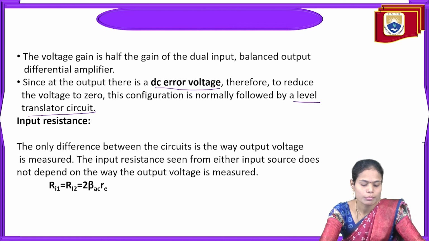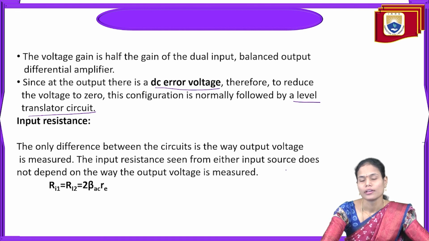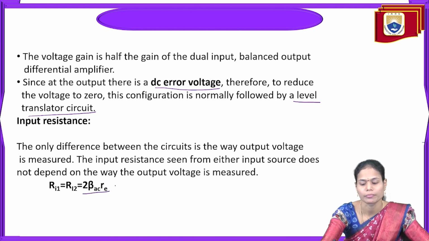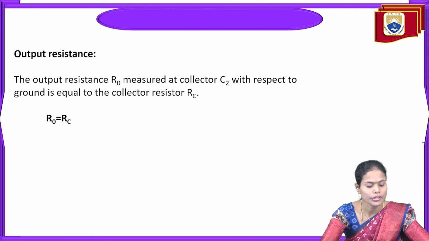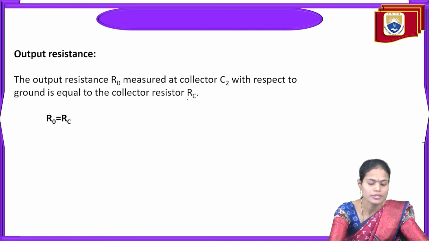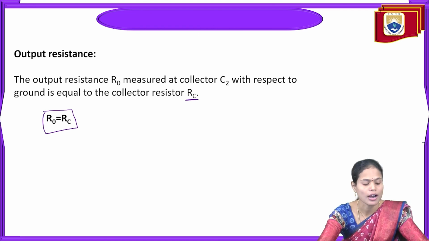And the input resistance. So the only difference between all the circuits is in what way we are measuring the output voltage. The input resistance, as seen from either input source, does not depend upon any output terminal or output voltage. So that's why the input resistance is the same as the dual input balanced output differential amplifier, that is 2 into beta times Re here. And the output resistance we are measuring across the collector C2 with respect to the ground, and that is approximately equal to RC. So the output resistance value is RC here.